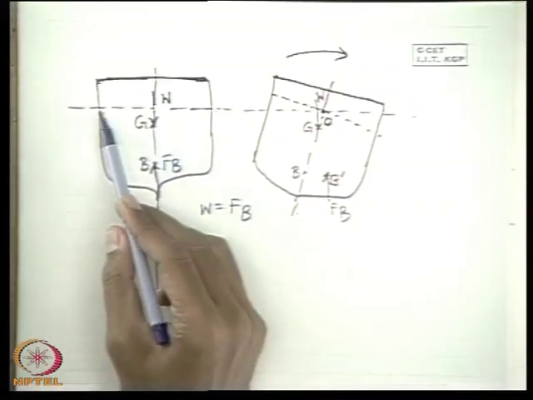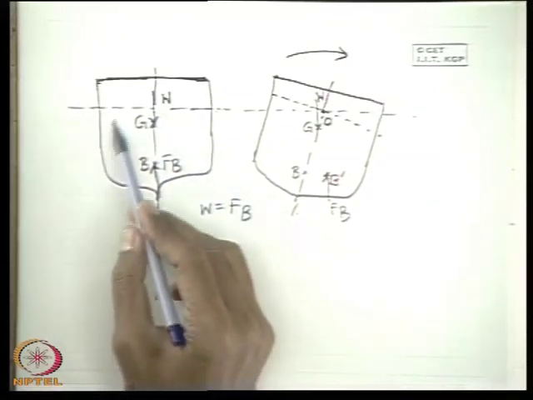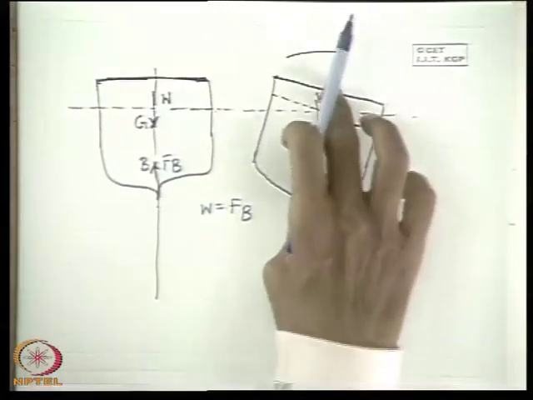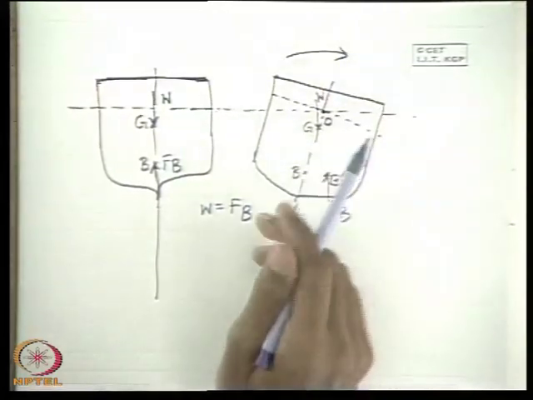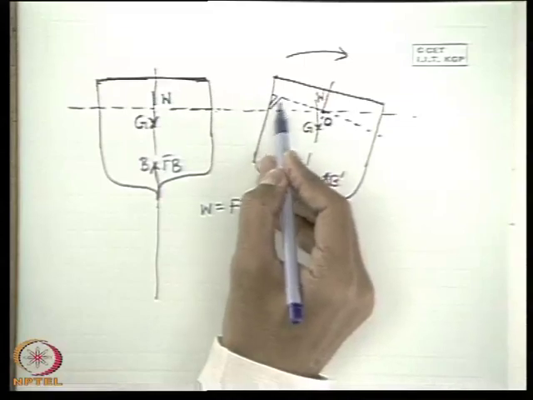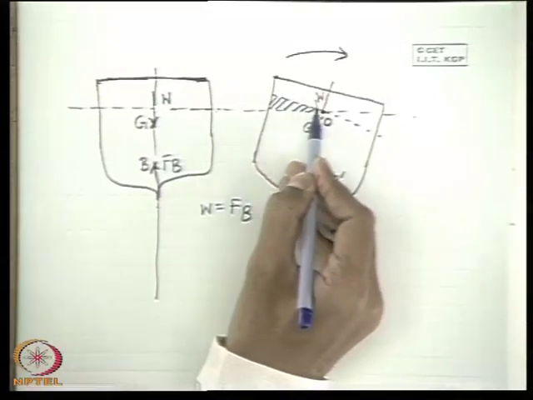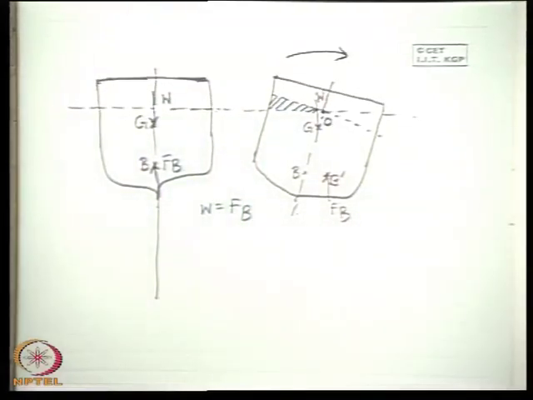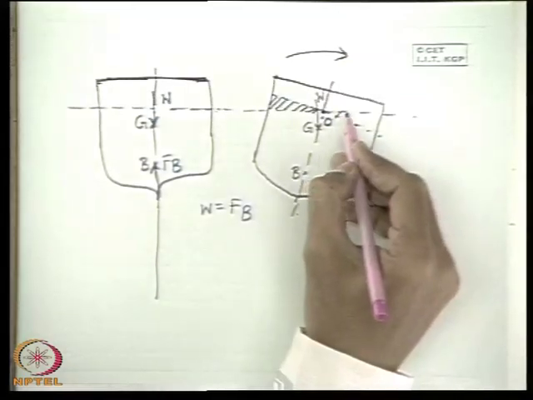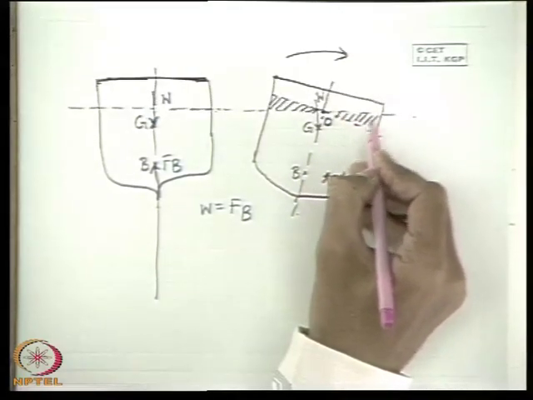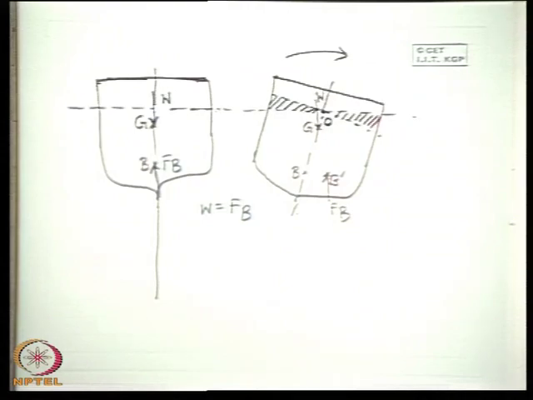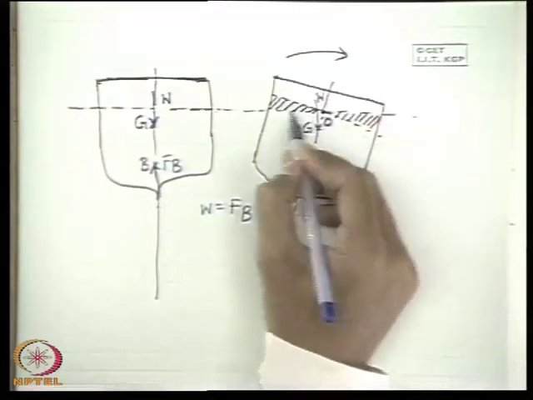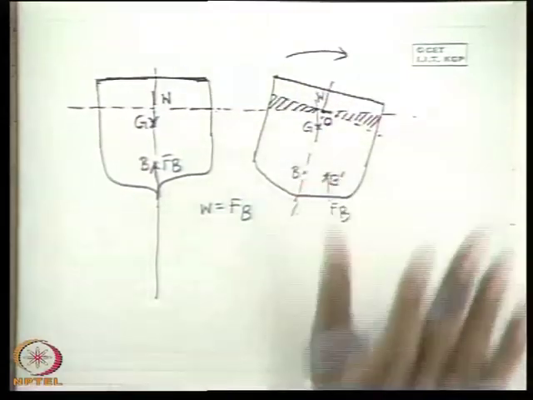So therefore, by the principle of Archimedes, the immersed volume should remain the same whether it is given a tilt or not, which means the volume which has come up, that is this hatched portion, must be equal to the volume of this hatched portion which has gone inside the liquid. This is the key point, nothing else. So this volume is equal to this volume of liquid. So this is all right.